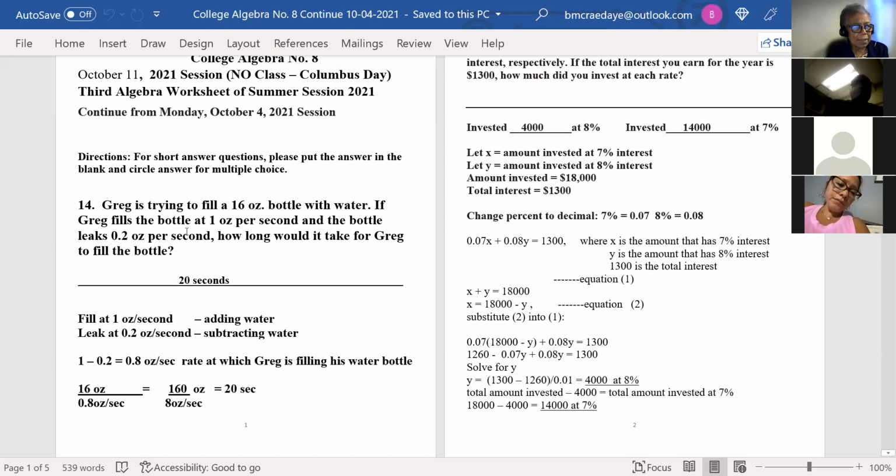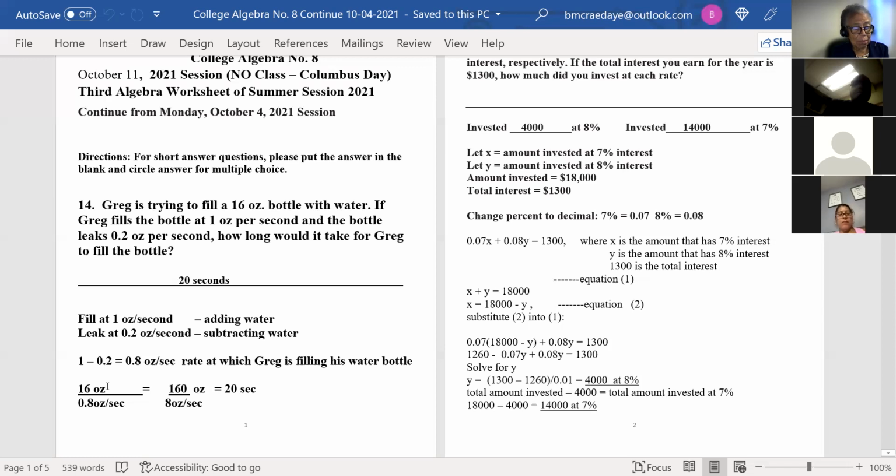So we're just getting started on number 14. As I just said, the net of filling at a rate and it leaking at a rate is 0.8 ounces per second. That's the rate at which he's filling the bottle. 1 ounce per second adding, 2/10 the leaking, that's the subtraction. So we subtract that and we get a rate, 0.8 ounce per second, which is the rate at which Greg is filling his water bottle.